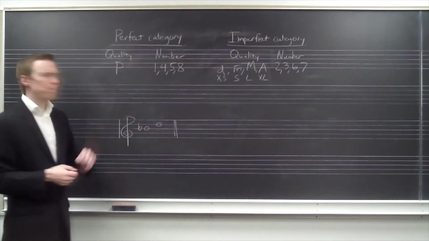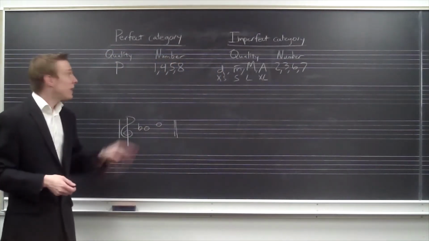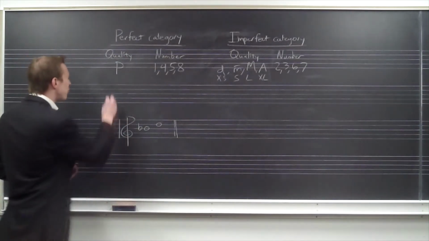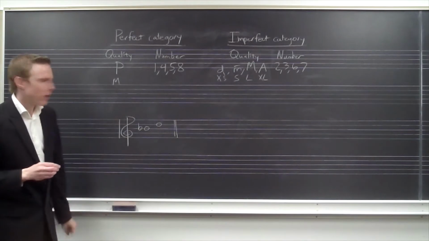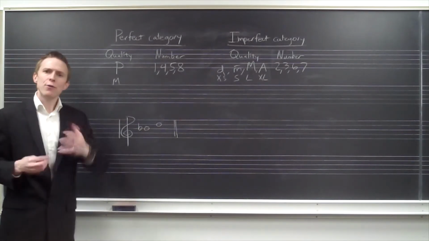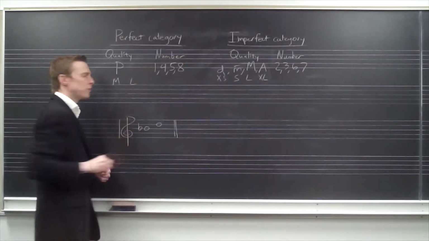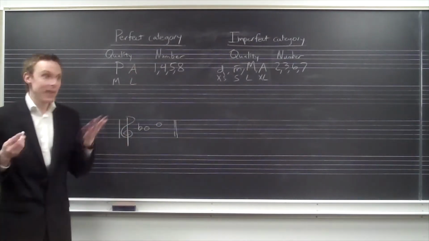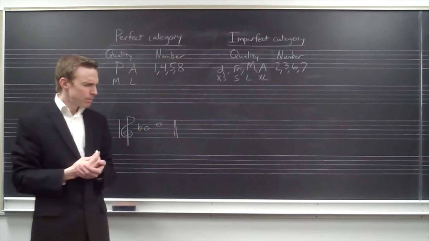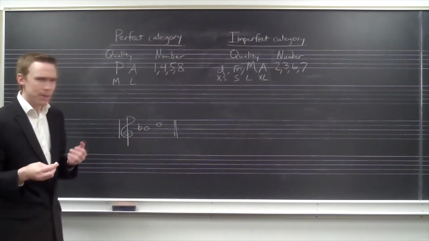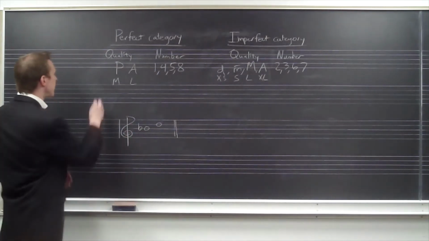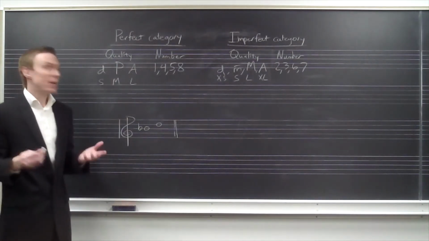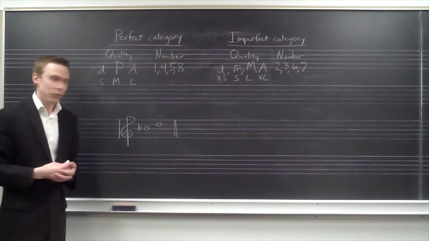Okay, now let's go back to the perfect category. We said that if you encounter one of these numbers, chances are good that the quality is perfect, and let's just call that maybe medium in size for right now. But let's say that you have a fifth and it's a little bit on the large side. Its quality is going to be augmented, again abbreviated with a capital A. Now, if on the other hand you have a particularly small fifth, small in size, its quality is going to be diminished, again abbreviated with a lowercase d.